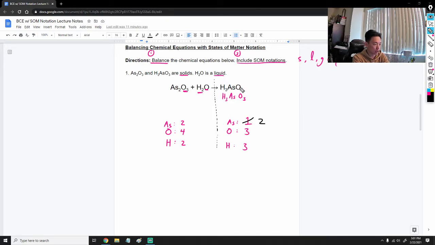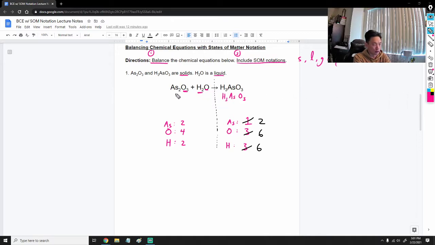How many oxygens do I have? I have 3 that I had before, and now I have 6. How many H's do I have? I had 3, and now I have 6, because 3 plus 3 is 6. Okay, so now if you notice, the As's are good. There's 2 of each, but the O's and the H's are still messed up. And so it looks like we need to go to the left side and add more oxygen and hydrogen, right? Because there's more oxygen and hydrogen on the right side now. So I'm going to go to the other side, and I'm going to add more oxygens and hydrogens.